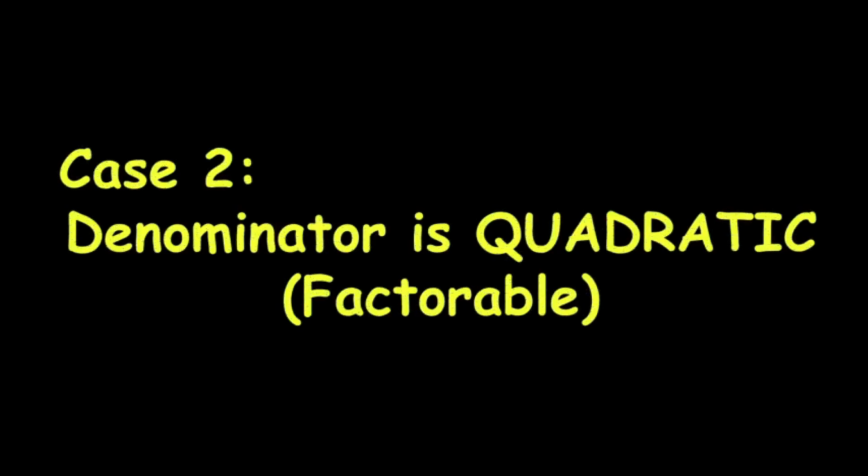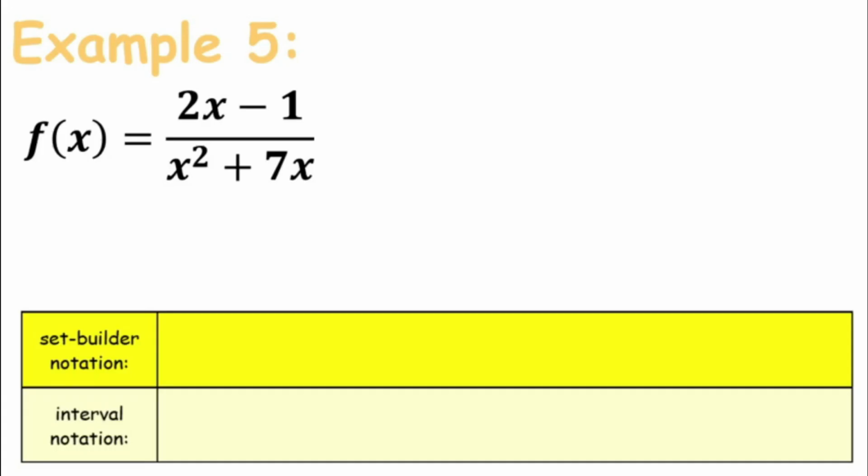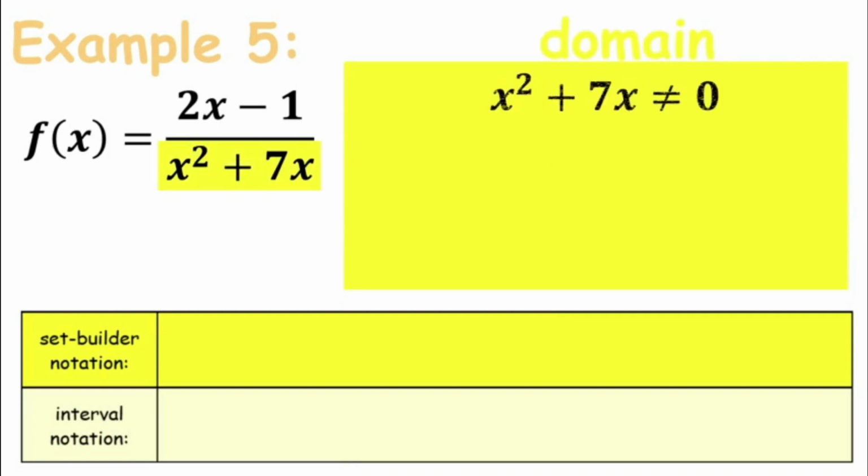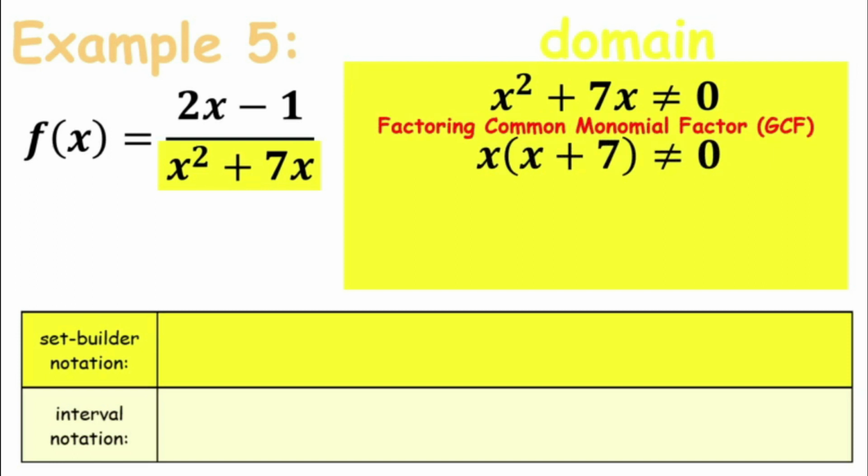Case 2. Denominator is quadratic, where the quadratic is factorable. Example 5. The denominator is x squared plus 7x. x squared plus 7x is not equal to 0. Its factored form is x times x plus 7. Let each factor not equal to 0, then solve for x.